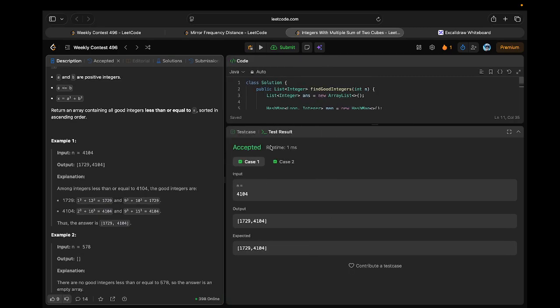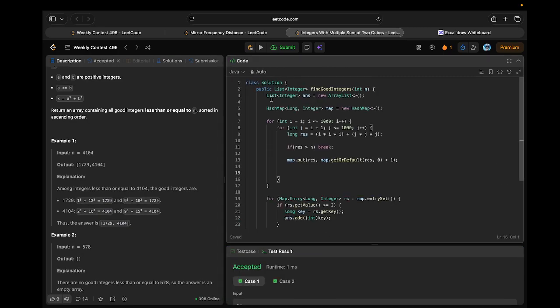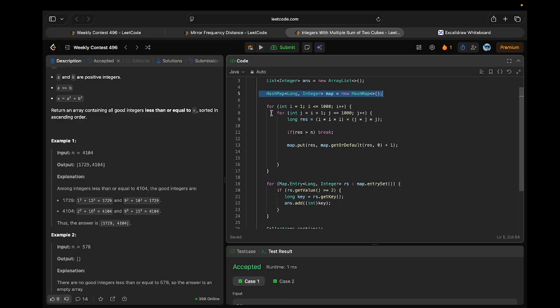So if you see, what I have been doing is I stored a list for the answer. I have taken a hash map because I need somehow to check if the x which I form has at least two pairs forming the value of x. So I'm iterating till 1000 because it is the maximum value a and b can have. After that, I'm calculating their cube. I'm checking if it's greater than n, then there is no point in calculating further. It's a little bit of optimization, you can say. And I'm inserting it inside my map.